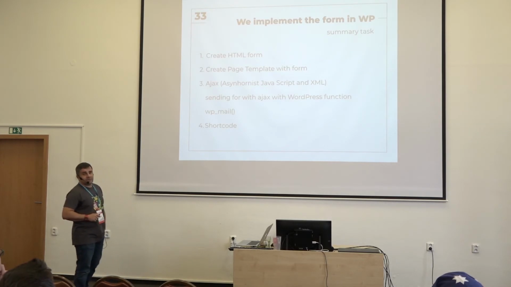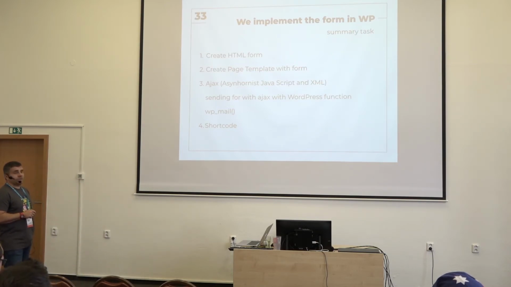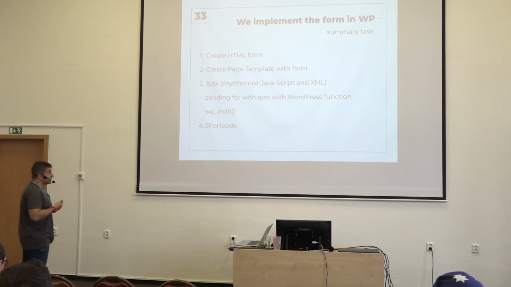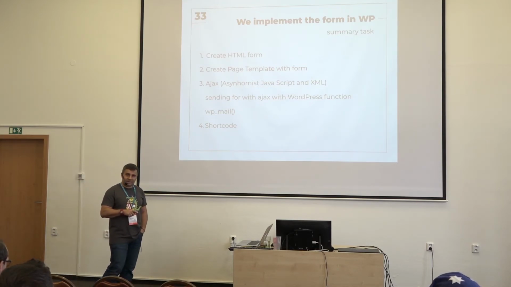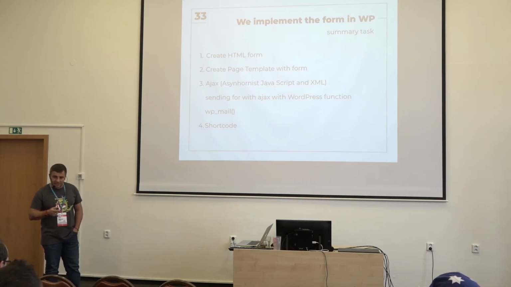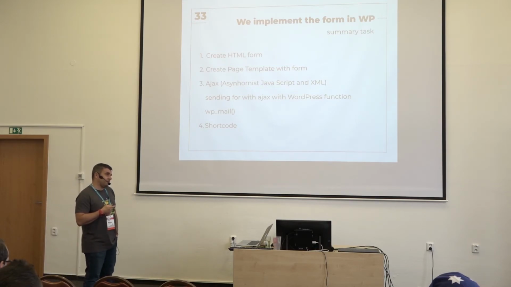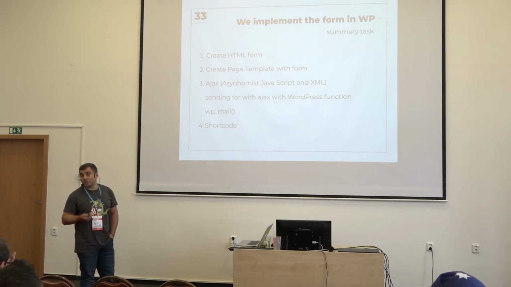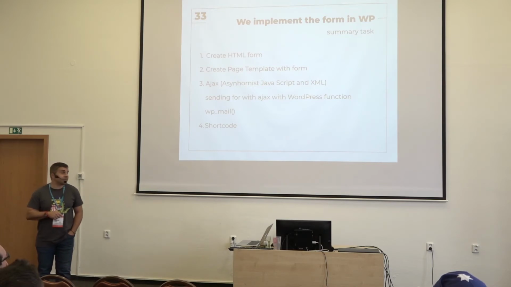Okay, we can do it in 4 steps. First step, we create the HTML markup. Second, we create a page template for this form. In the third step, we send our form using Ajax and protect it with a WP nonce and maybe some honeypot. And in the last step, we make our solution more flexible. So we create a shortcode, so we can use our form on every page of our website.